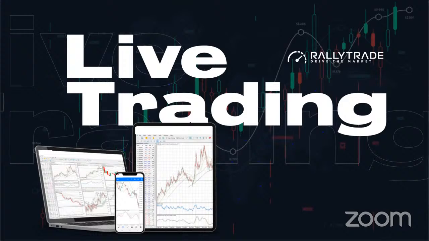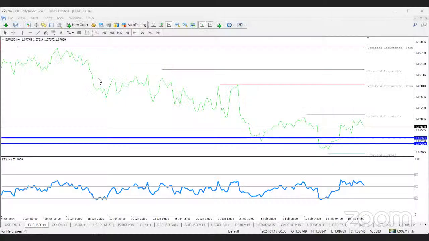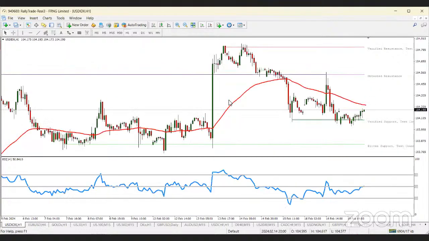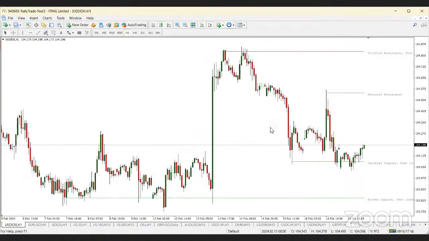I'll share my screen with us. And of course, we'll begin from the dollar index. Oil, sell on oil. Maybe when we're talking about oil, we'll look at that to see if it will continue going down or continue going up. So now decide what to do.